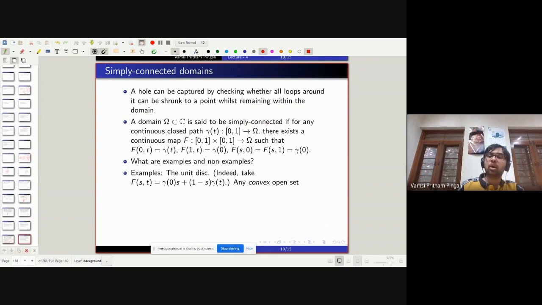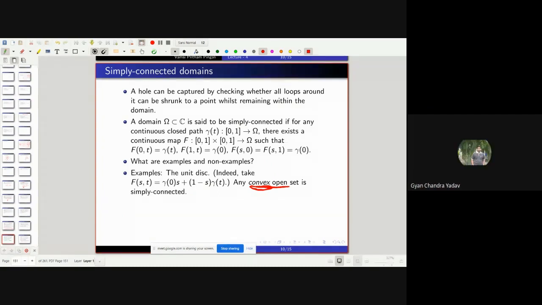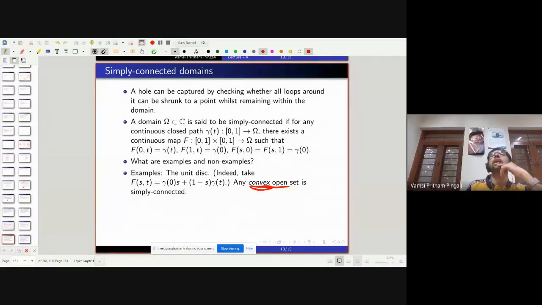In fact, any convex open set is simply connected. Do people know the meaning of this word, convex set? For any two points, if we join the line segment, that also lies within that open set. So that's a convex set. That is, between any two points, if I draw a line segment, this lies within the set.